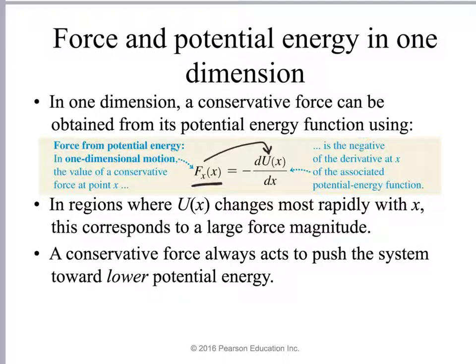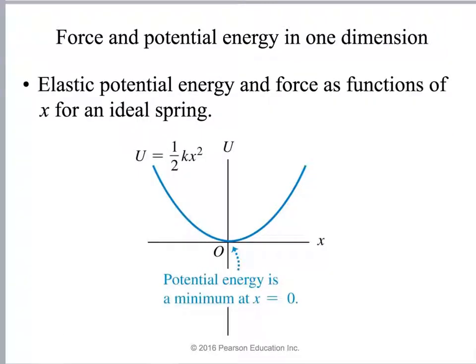The example that I give is, a ball will roll down a hill. Gravity will tend to take the ball from the top of the hill to the bottom, and we know that at the bottom of the hill it has a lower potential energy. Here's a graph of the potential energy function of a spring, and so let's look at this relationship.